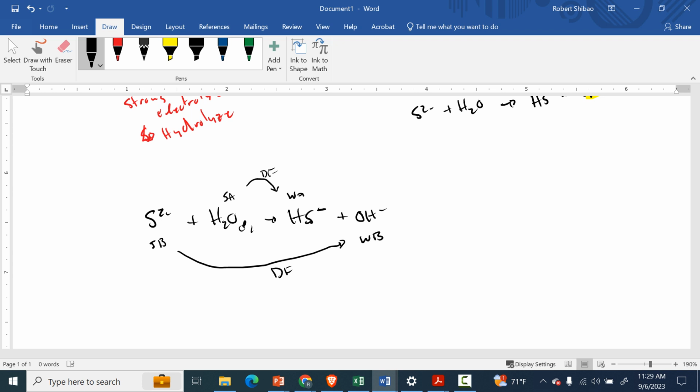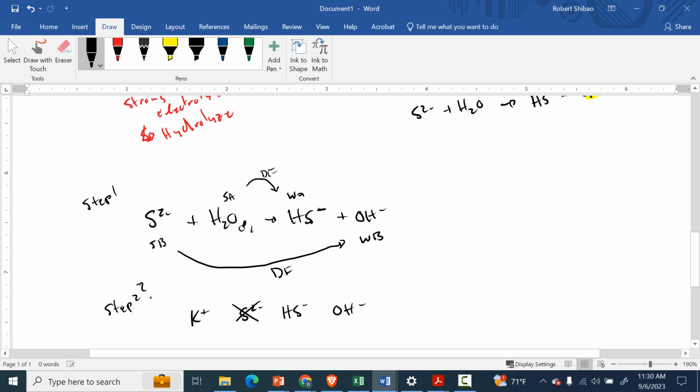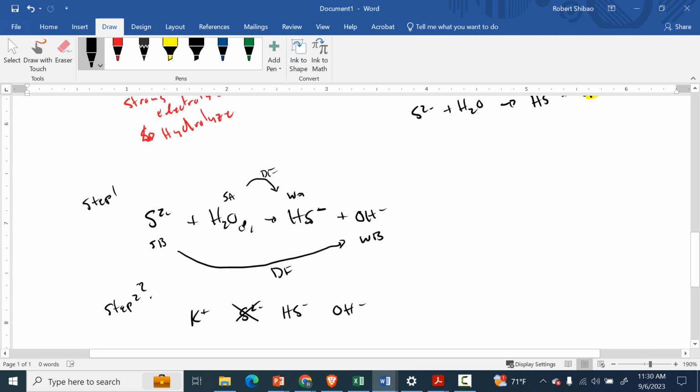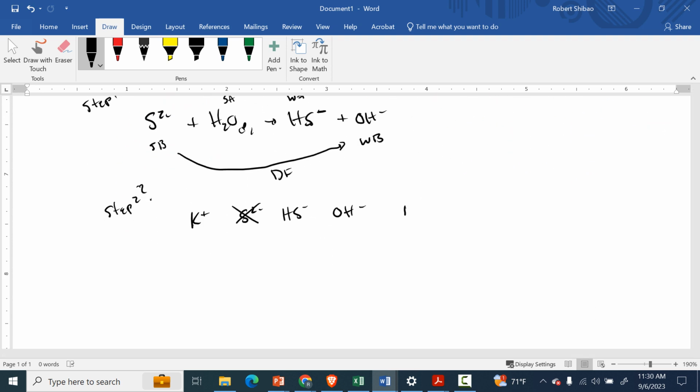Okay, what else do we have? So this would maybe be step 1 here. Is there some other step 2? And so what we had was potassium ions and sulfide ions. Oh, actually, we don't have sulfide anymore. The sulfide is going to react. So we're going to have HS minus, OH minus. And what else are we reacting with this? Sodium chloride. Sodium chloride is a soluble salt, so that's going to form sodium ions and chloride ions.